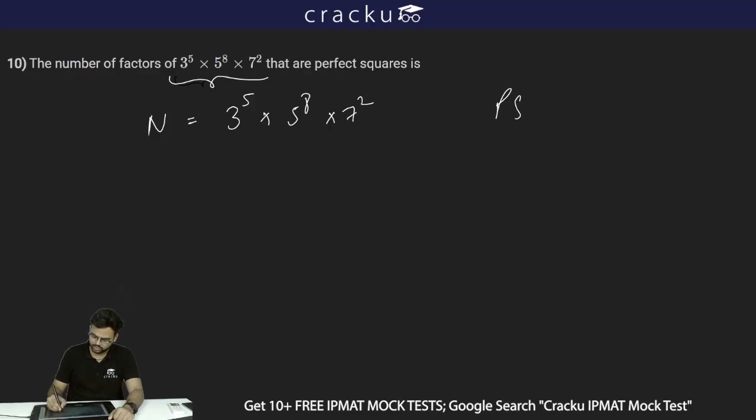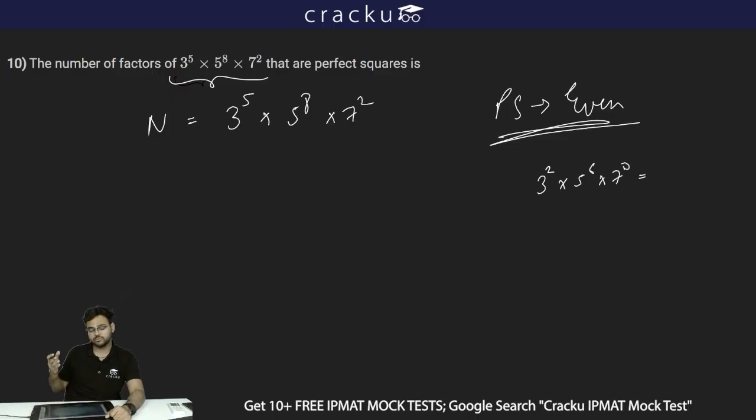In order to find out the perfect square, I have to take the power as even. In order to find the perfect square, I can take the power as even only. Let's say what one of the factors can be. One of the factors can be 3 square into 5 to the power 6 into 7 to the power 0. So this factor will be 9 into 5 to the power 6, 15625.